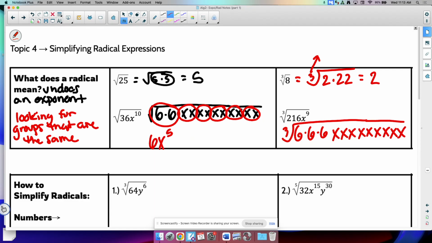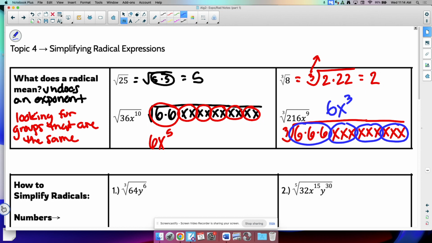So when we take a third root of a number, what we're really doing is looking for groups that are the same. Here, I have a group of 6's. Again, third root is looking for groups of 3 that are the same. How many groups of 3 can I make out of all my x's? 3. So the third root of 216x to the 9th is 6x to the 3rd, because a third root means we're looking for groups of 3 to take out, because an exponent means I have repeats of those. So a third root is looking to take those repeats out.